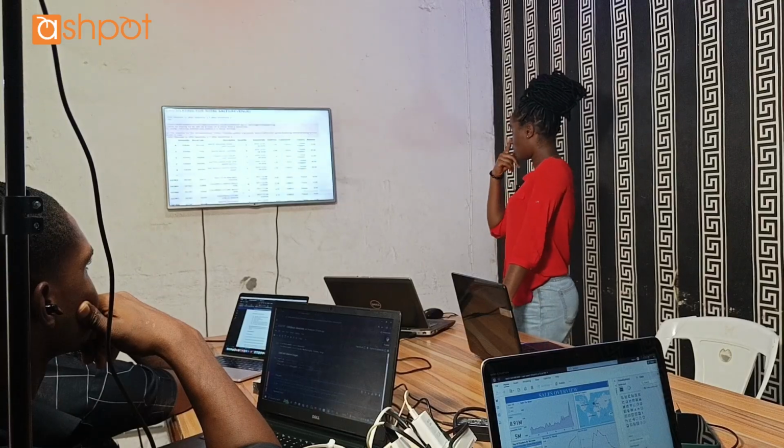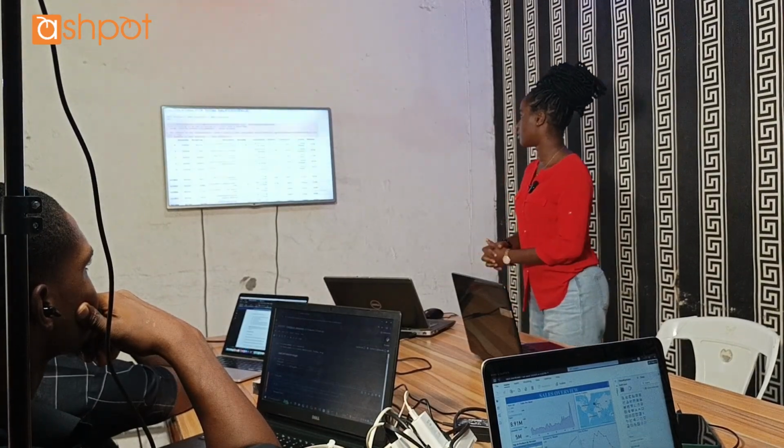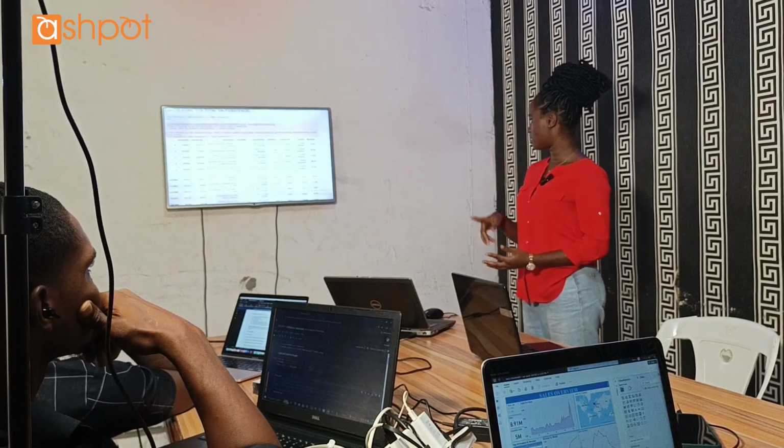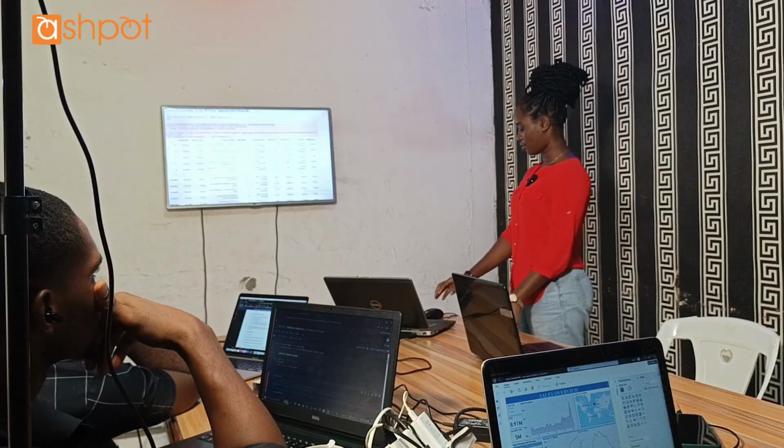We were not given a column for revenue, so I had to come up with it from the existing columns: price times quantity, which gives us the revenue.